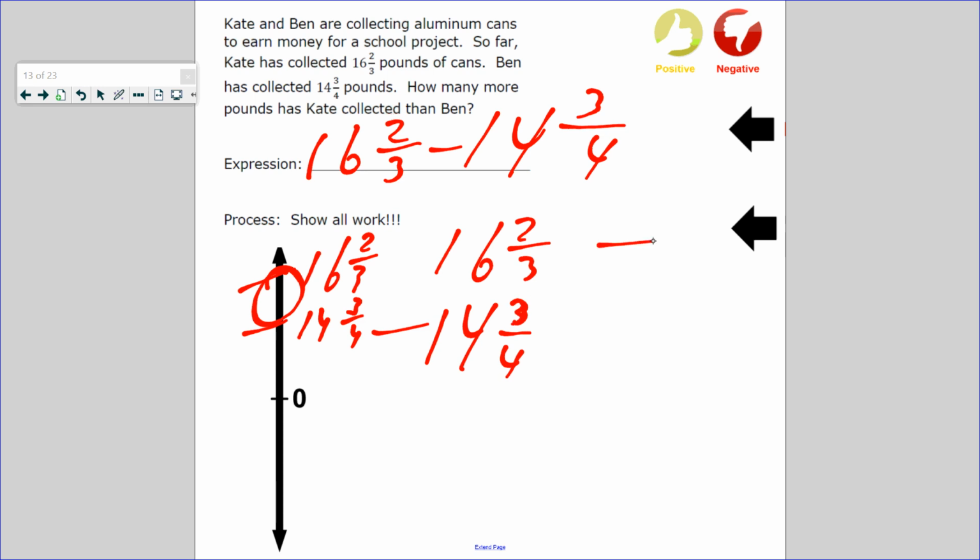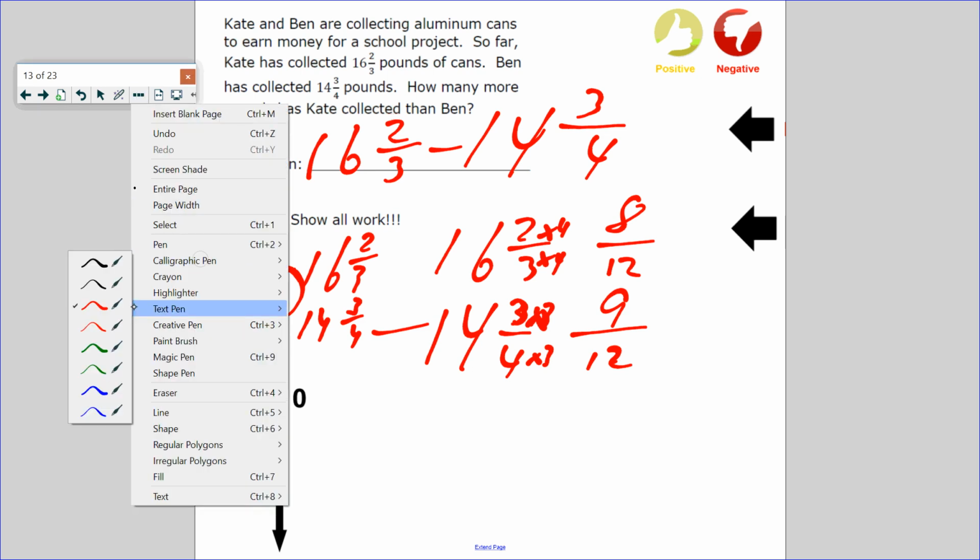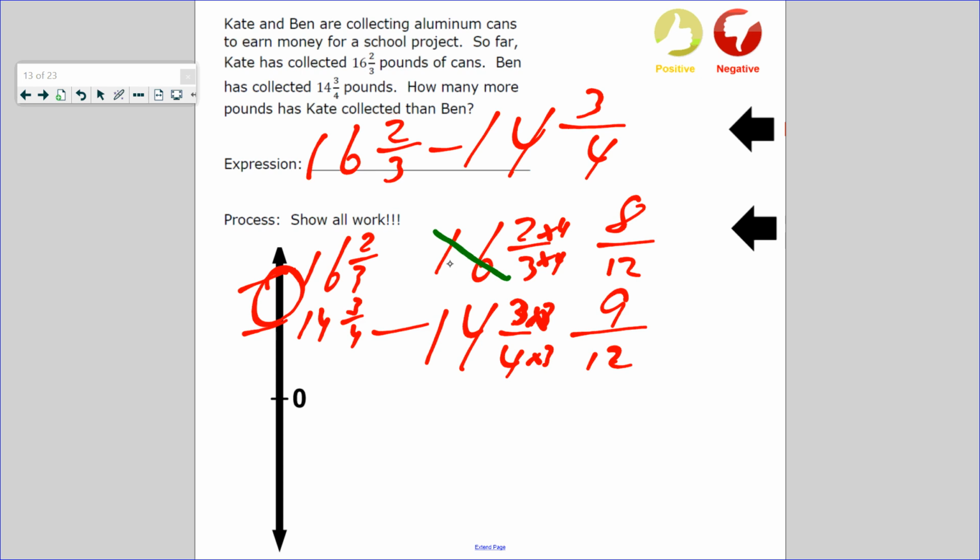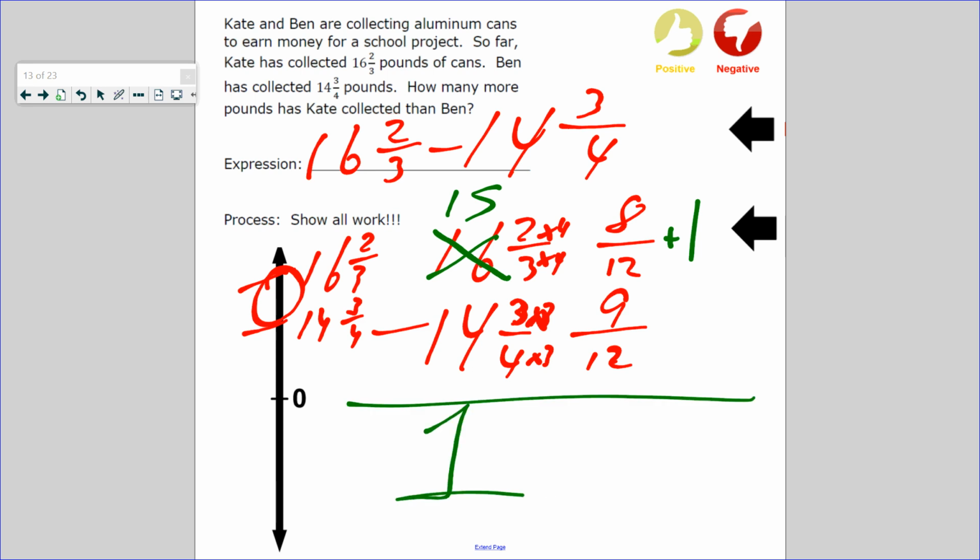What common denominator do they share? 12. 2/3 times 4 is 8/12, and 3/4 times 3 is 9/12. Can you take 9/12 away from 8/12? No, you're going to have to regroup. This becomes a 15. So you take away 1 whole from the 16. 15 minus 14 is 1. So we know our answer is going to be 1 and something.